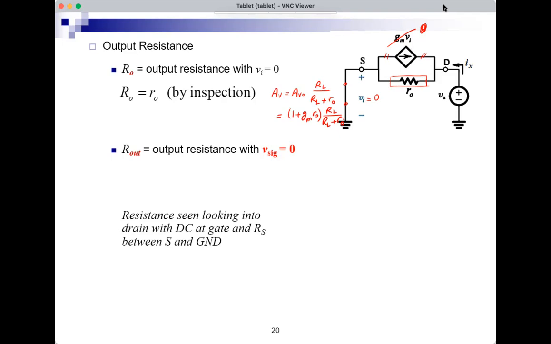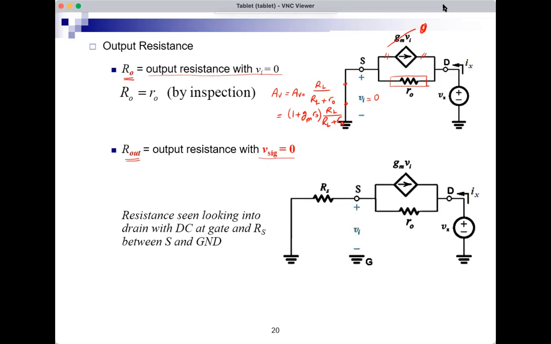So to, again, differentiate between the regular output resistance of the amplifier, we will use Ro for output resistance. This is the regular output resistance of the amplifier with Vi equal to 0. And this one, we will call it Rout. And this is when we set Vsig equal to 0, not Vi equal to 0. Again, this is not the amplifier output resistance. This is a quantity that often you would like to know.